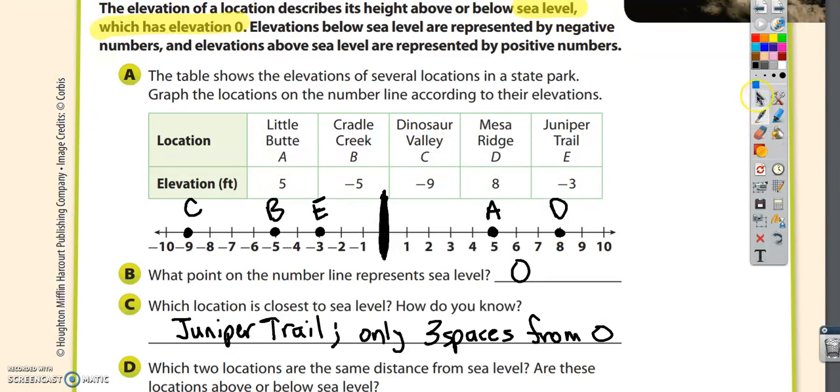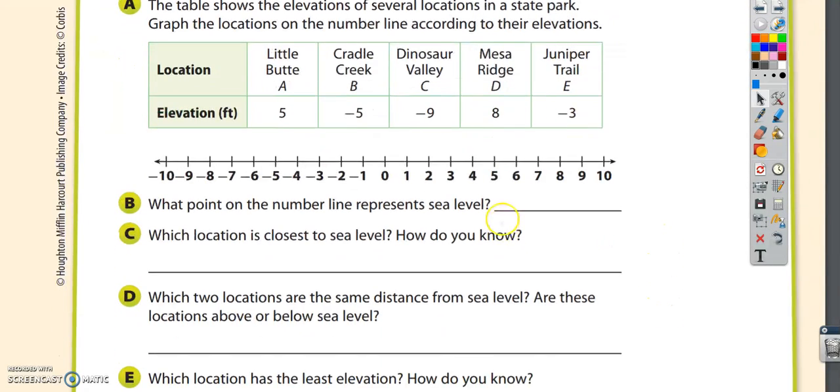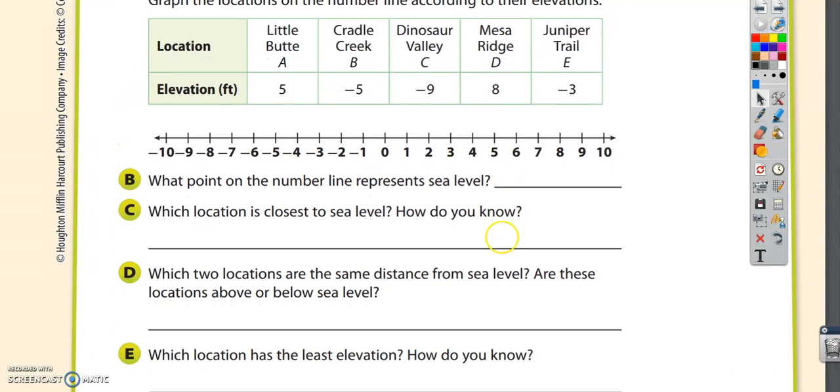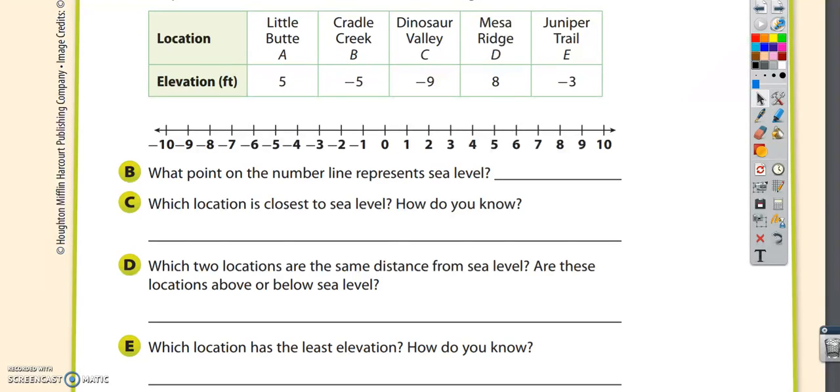All right, so I need to go ahead and move my deal up here so I can see the rest of the page. I'm on question D now. I've got D and E, and then that'll end the page. Question D states, which 2 locations are the same distance from sea level, and are these locations above or below sea level? Well, I erased my stuff here, but in order for them to be the same distance from sea level, I'll just kind of cut to the answer. So at positive 5 was A, and that's Little Butte. And at negative 5 was B, and that's Cradle Creek.